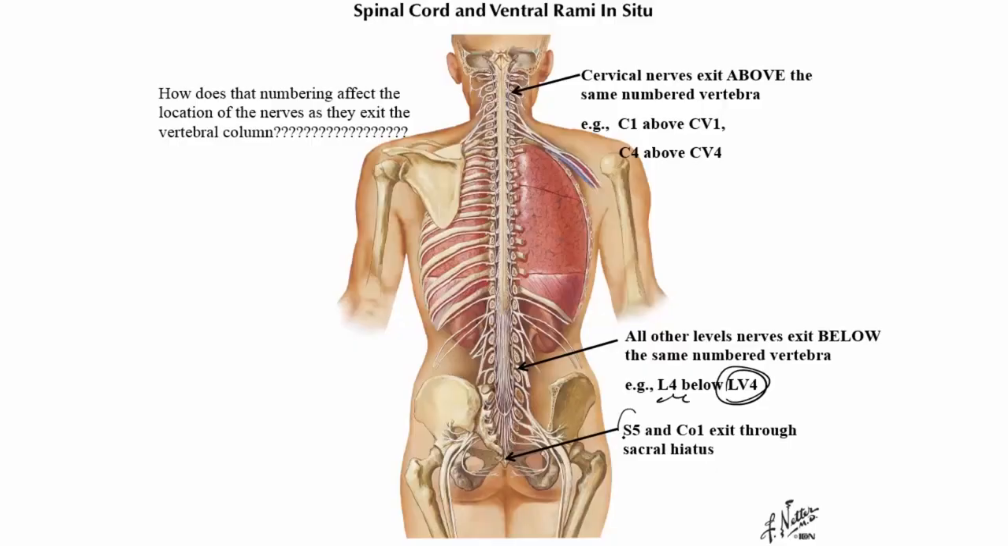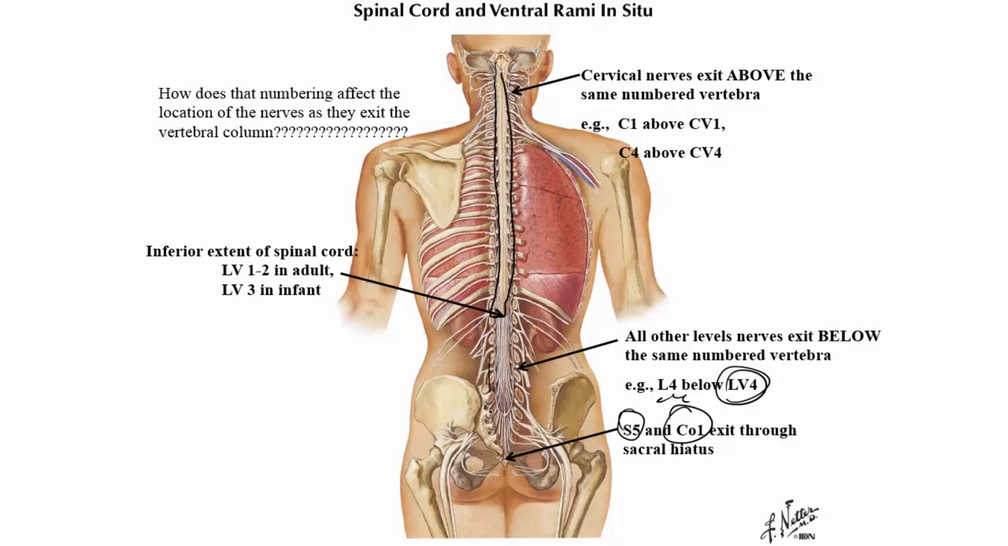S5 and the coccygeal spinal segment nerves exit through the sacral hiatus. They come out and go down through that hiatus. The inferior portion of the spinal cord, if you looked at this view, you could see that the spinal cord comes down and it stops there. It does not go all the way down into the sacrum.